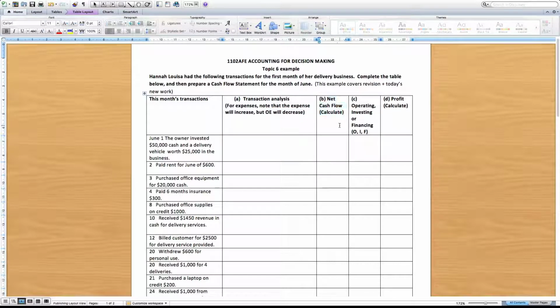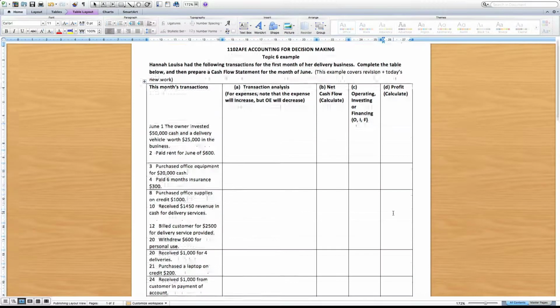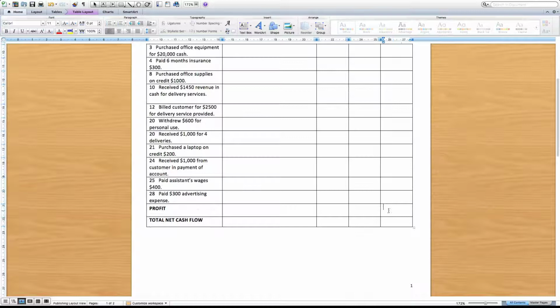Next column we have the net cash flow. So what's the amount? Next column we have operating, investing, or financing. So that's where we're going to classify it. And then next we have the profit. We're going to calculate profit. So initially it'll be what is the effect on profit, if any. And then at the very bottom of the screen you can see we'll actually be calculating profit and also total net cash flows.